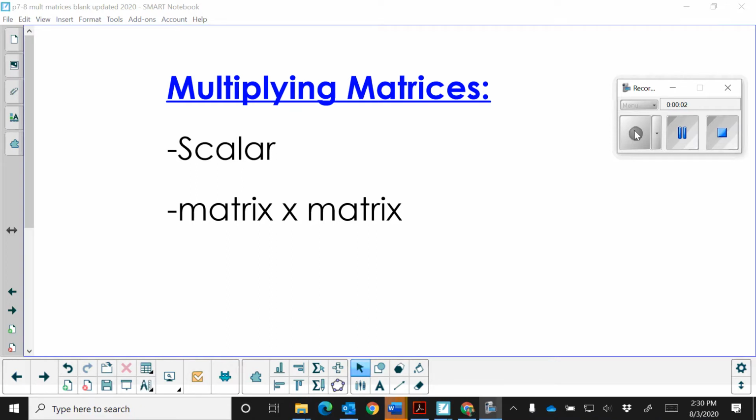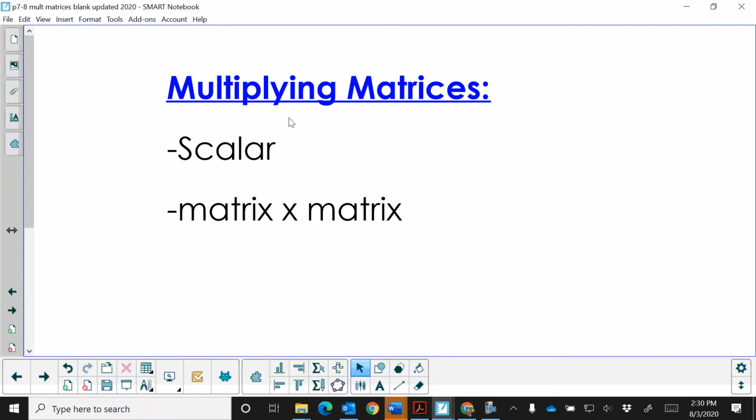Hi, welcome to class. We are going to work on multiplying matrices today and finding determinants of 2 by 2 matrices. So let's get started with multiplying. Yesterday you talked about scalar multiplication. Today we're going to look at multiplying 2 matrices together.